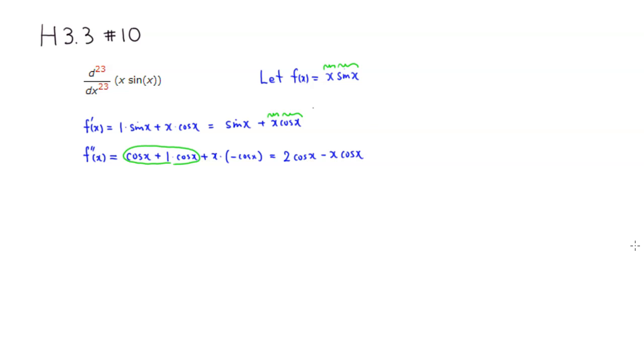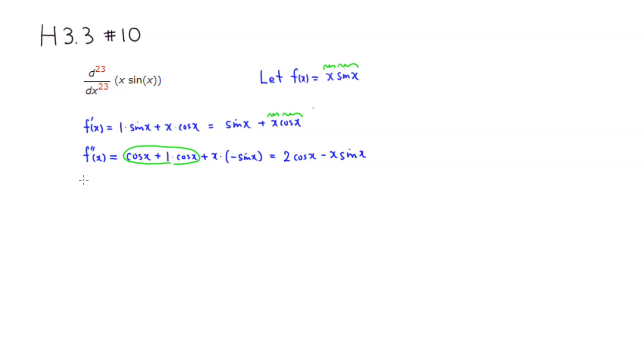Then we take another derivative. Actually, did I make a mistake? Yeah, I did. Sorry about that. The derivative of cosine is negative sine, so I should have put the negative sine of x there, and this is going to be negative x sine of x. Sorry about that.